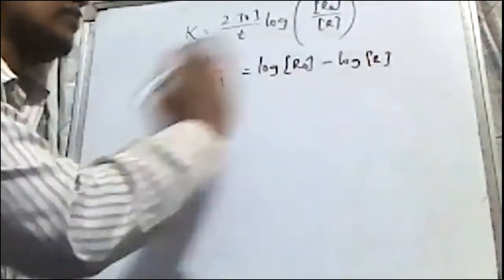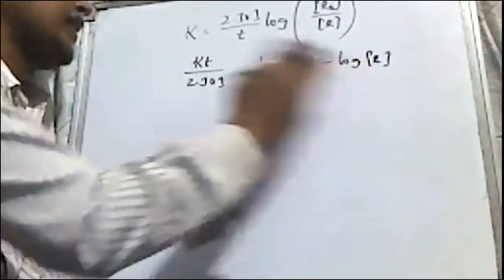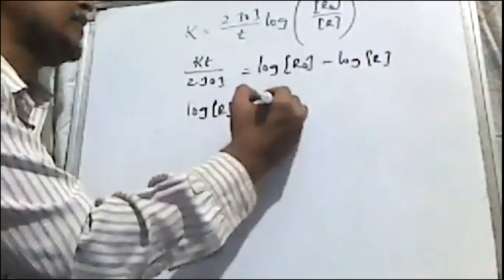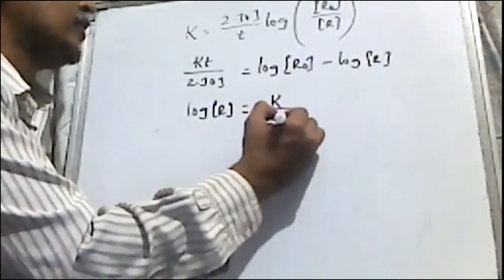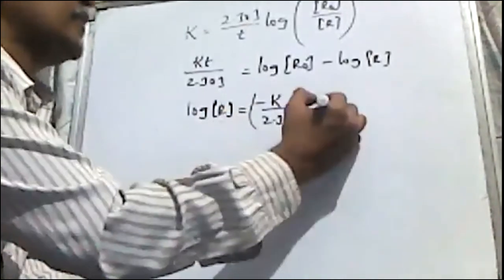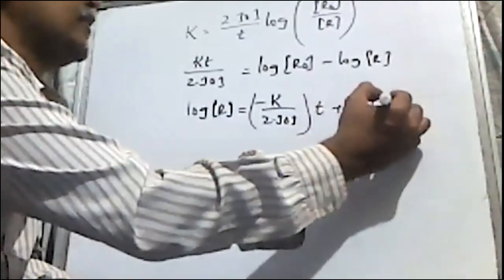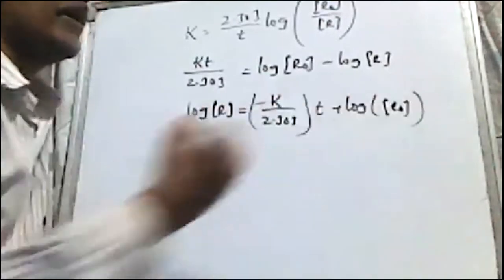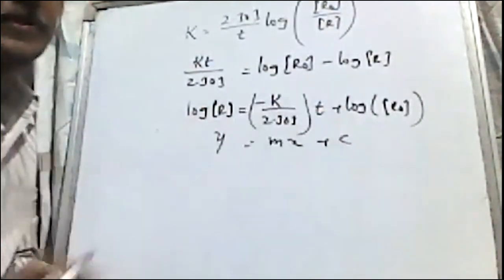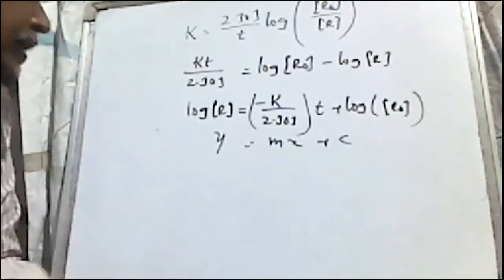Now just exchange the terms. If I bring log R to this side and the other term to that side, what will happen? Log R is equal to minus k by 2.303 into t plus log R naught. Now it is in the form of y is equal to mx plus c.